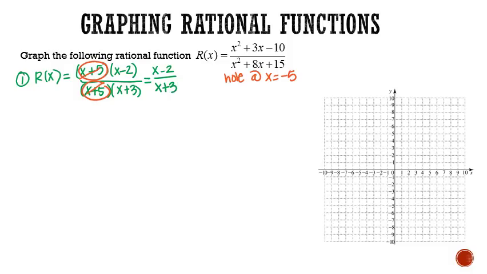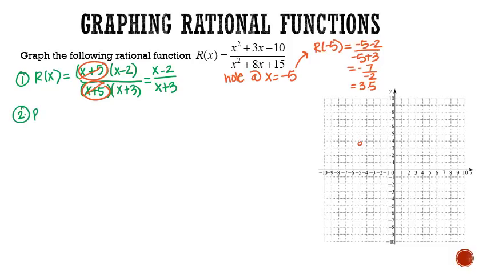If I want to find the exact value of that hole, let's do that really fast. When I plug -5 into my simplified function, I get -5 minus 2 over -5 plus 3, which is -7 over -2, which is exactly 3.5. So right now I'm going to graph that hole just so I don't forget it, because sometimes it's very easy to forget those holes at the end since that's the first step that we do.